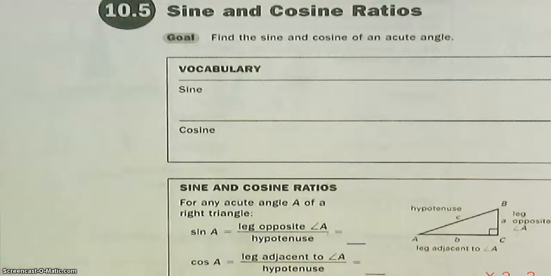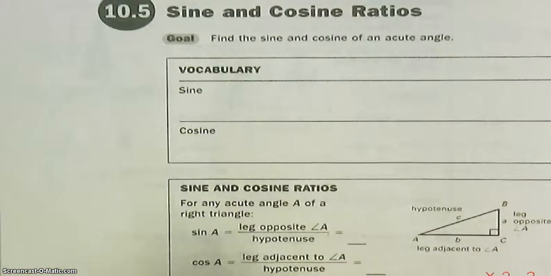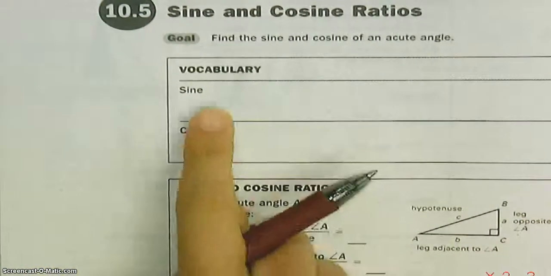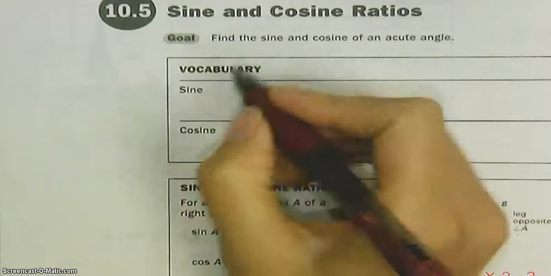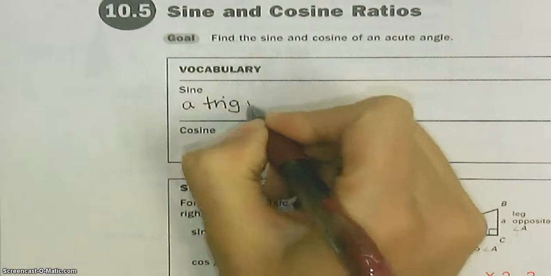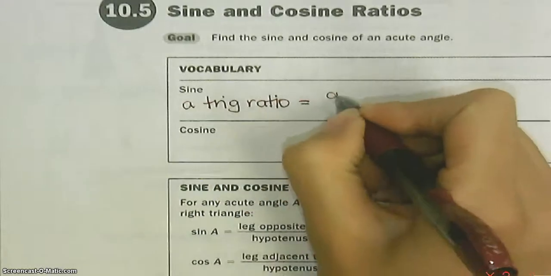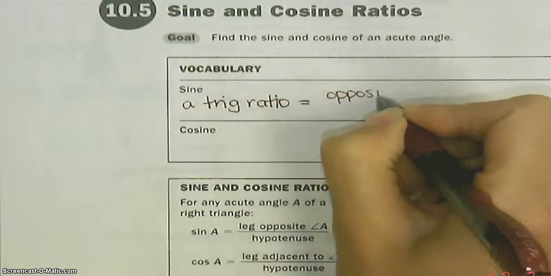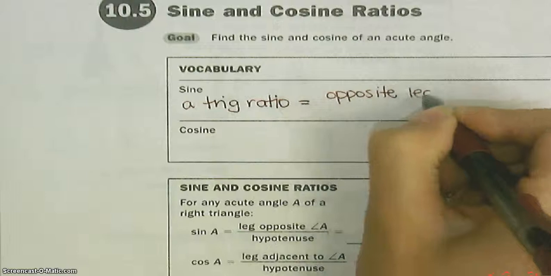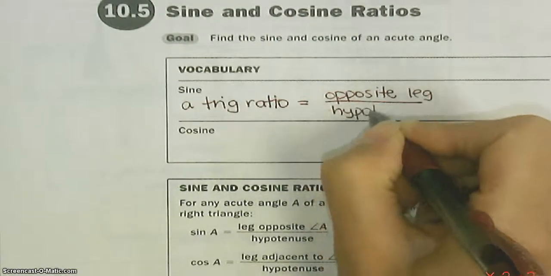Now you may have remembered that tangent was opposite over adjacent. So we never got to use the hypotenuse. We get to use the hypotenuse for these. So this is a trig ratio that equals the opposite leg over the hypotenuse. So this is how we're going to get to solve for the hypotenuse.